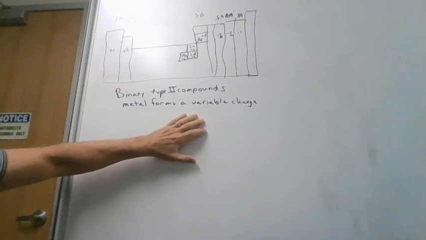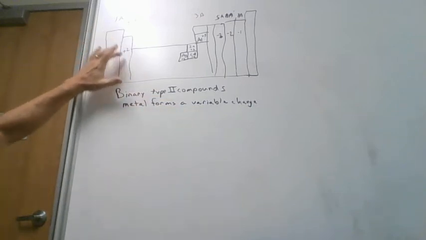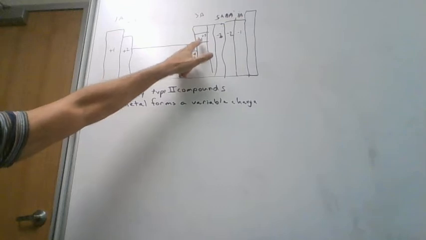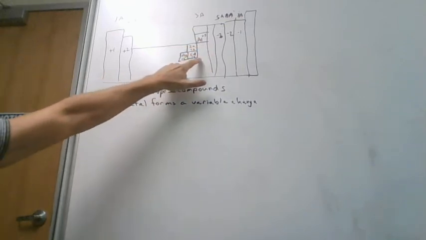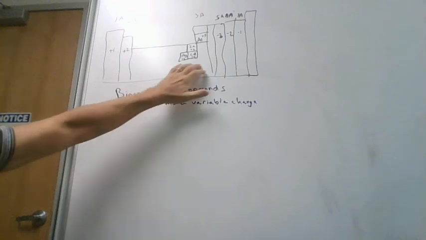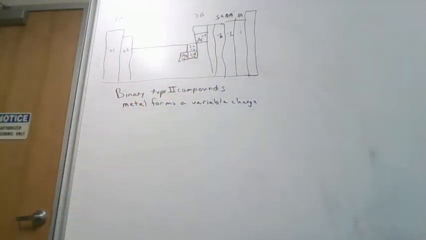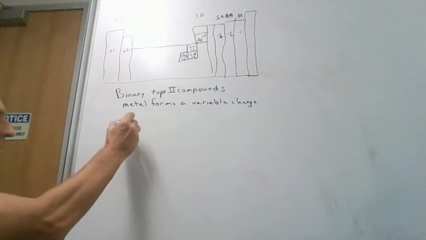So when we talked about type 1, we said it was a metal from group 1A, group 2A, aluminum, zinc, cadmium, or silver. So if it's one of these other metals that can form a variable charge, then it would be a type 2 compound. And one of the trickier parts about type 2 compounds is trying to figure out what charge they are and then balancing them. So let's look at how we could handle these kinds of compounds.